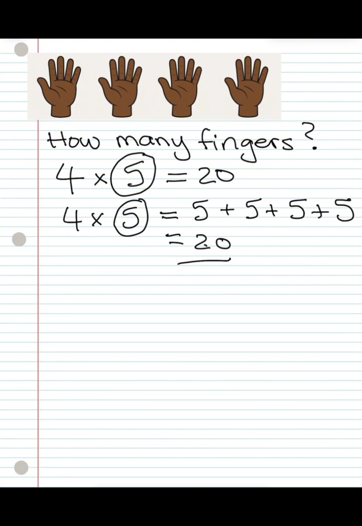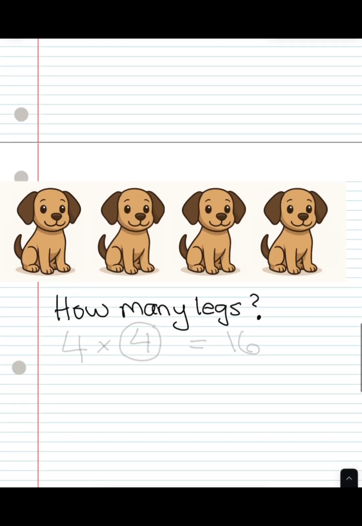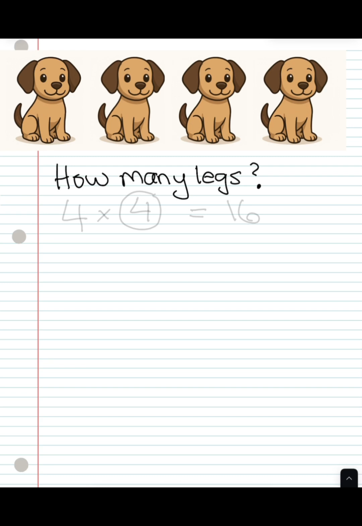And you might also see a problem where it just says how many legs, and it shows a picture like that. Well, you do the exact same logic. So you say, well, I have 4 groups. So you always start by writing the number of groups you have. And I know it's going to be multiplication. And how many legs are in each group? I have 4 on each dog. So that's how many objects are in each group. And that equals 16. So that would be the answer for that question.